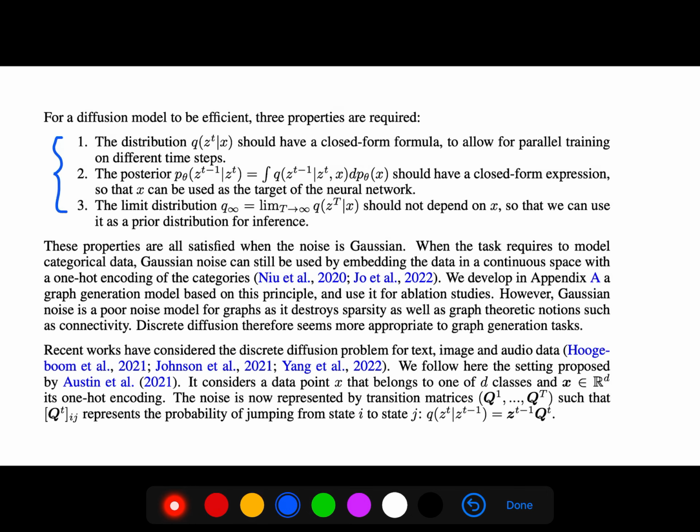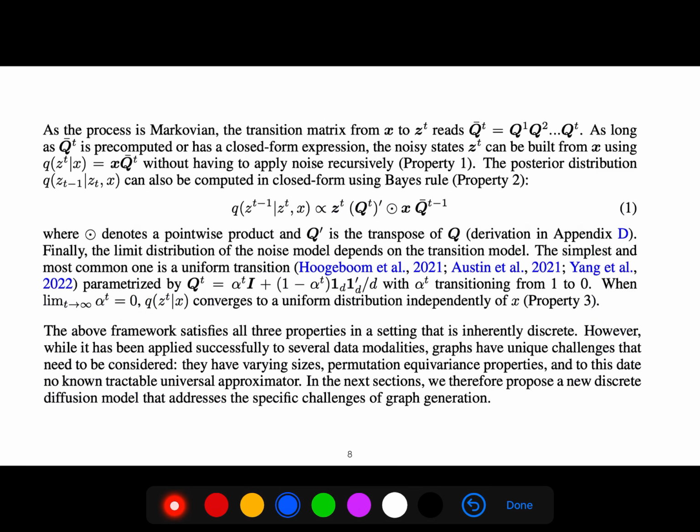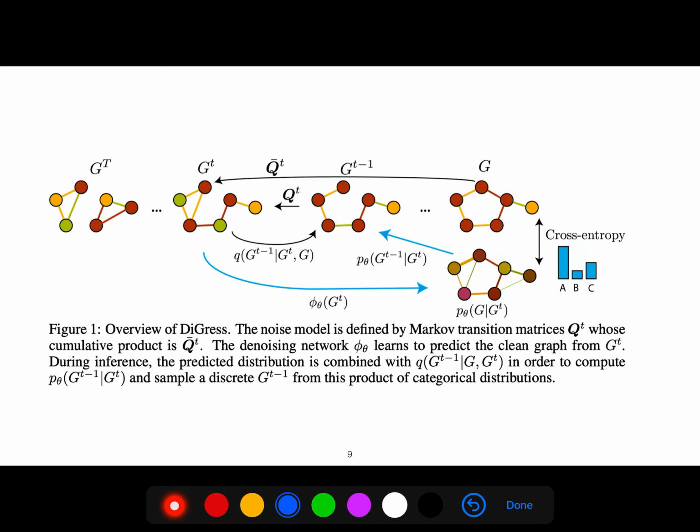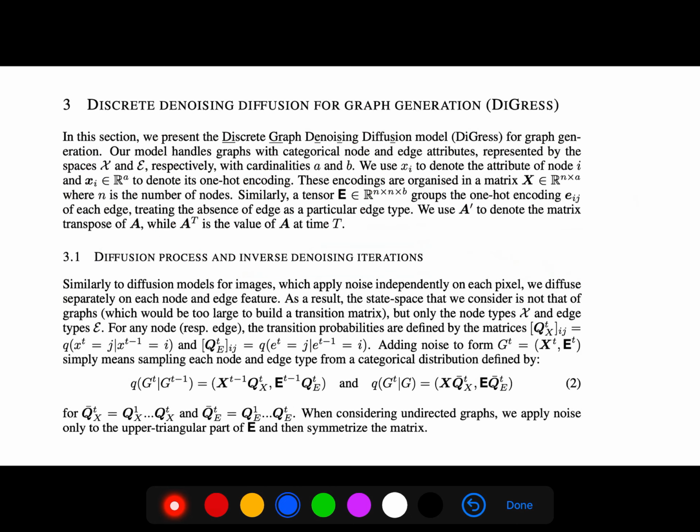They say that they need 3 requirements. The posterior should have a closed form expression so that X can be used as a target of the neural network. So the posterior distribution can be computed in closed form using the Bayes rule. So as I said, they just use cross entropy loss. They just noise, and then denoise. They learn the denoiser of that transformer in order to find the parameters of the denoiser. That's it. That's the idea.